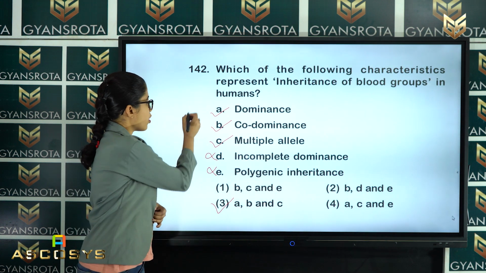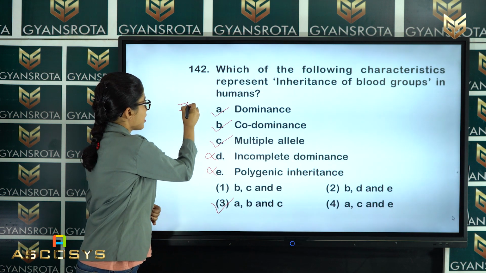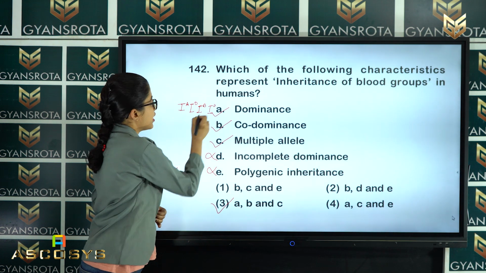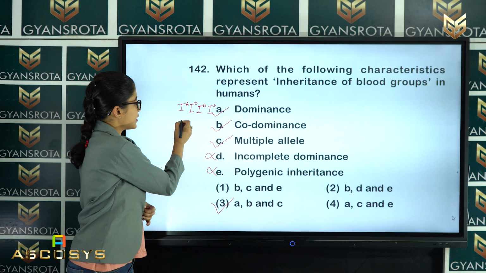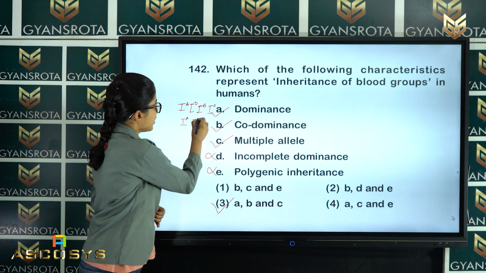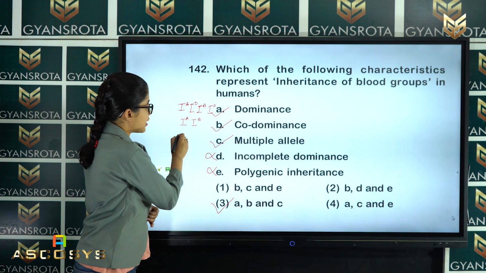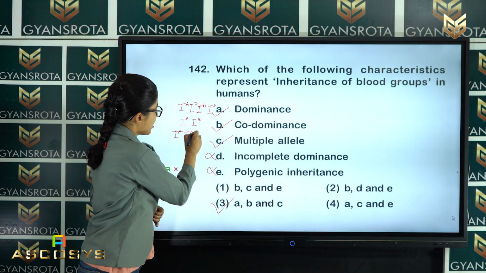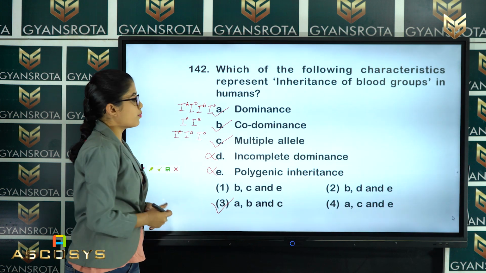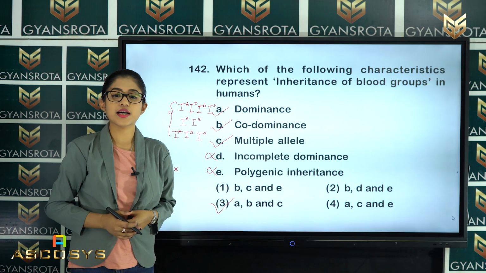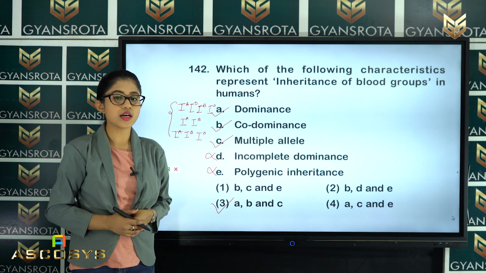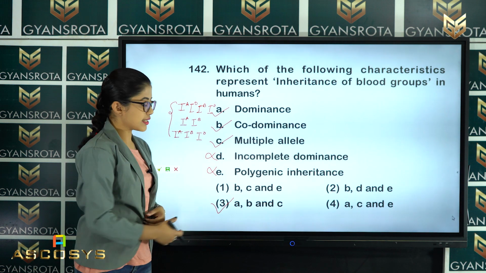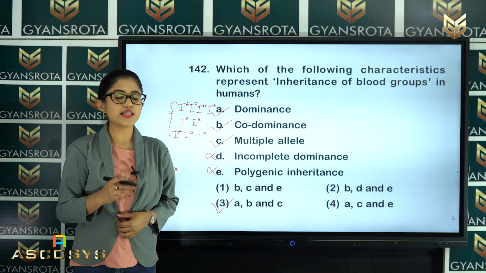And I hope you have remembered what the dominance was. That is IA, IO, then IB, IO. That says the dominance. Next is IA, IB, that is the codominance, and the multiple alleles, that is the IA, IB and IO for the blood group O. So, these three are present in the inheritance of the blood groups in humans. So, A, B and C is the correct answer. So, option number 3 is the correct answer for this question. Now, let us see the next question.